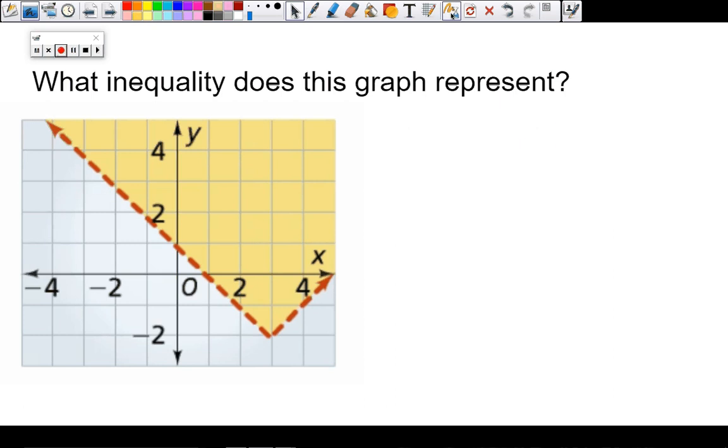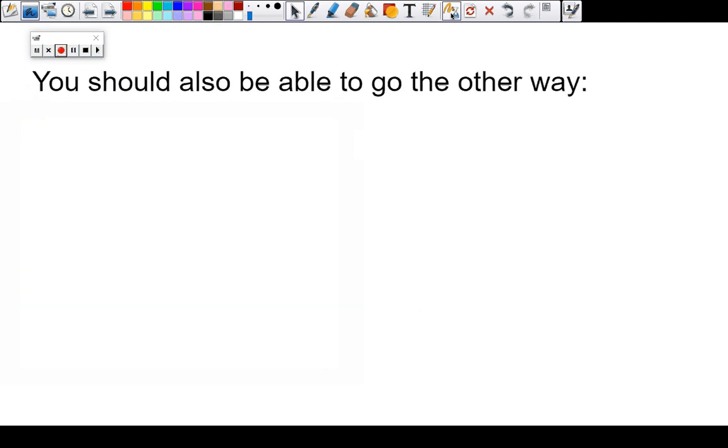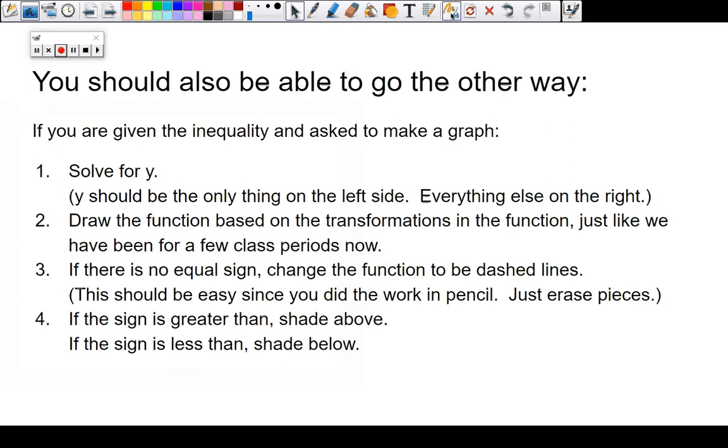Here we go. See all these steps just to do what you guys already know how to do. The last part is this. If you're given the inequality and asked to make a graph, solve for y just like you would normally do. And you could get it on the left side. I don't think you have to, but I want you to know both so that you know how to rewrite it.